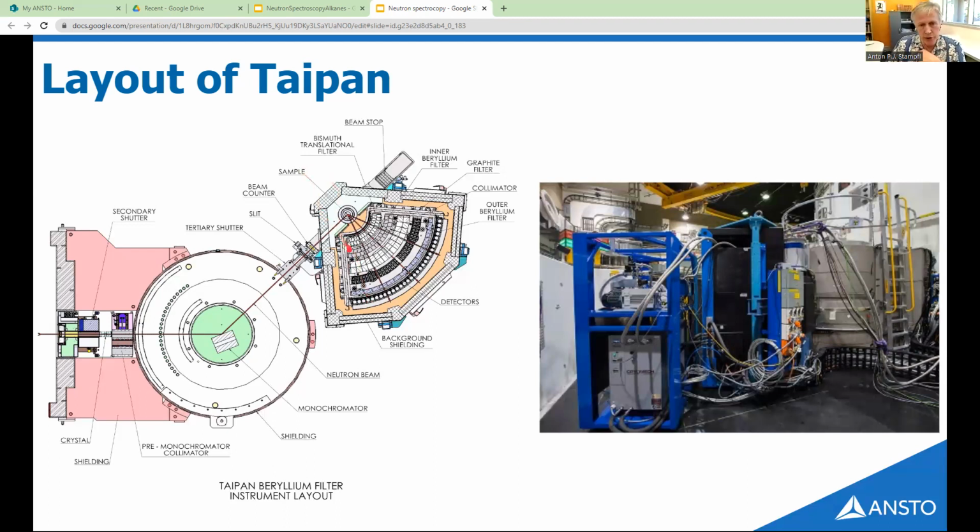And so the beam passes through, and this is the vacuum chamber here. The detectors are outside the vacuum chamber, but the vacuum chamber is in this part here, and that's the vacuum chamber here. It's about 1 meter in diameter from sample to detectors, around about 1 meter.